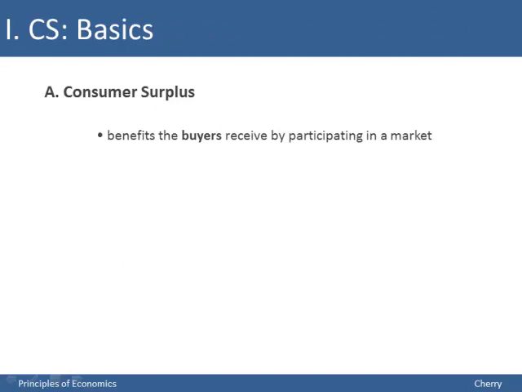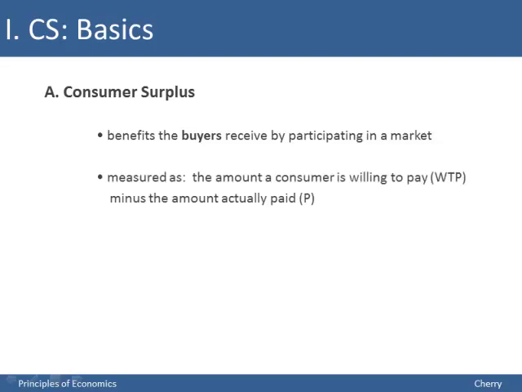Let's first look at the basics of consumer surplus. The definition of consumer surplus is simply the benefits that buyers receive by participating in the market. And it's measured by the amount the consumer is willing to pay minus the amount they actually pay, which can be simply written as consumer surplus equals WTP minus P. So you can think of this consumer surplus measure as a profit for the buyer.